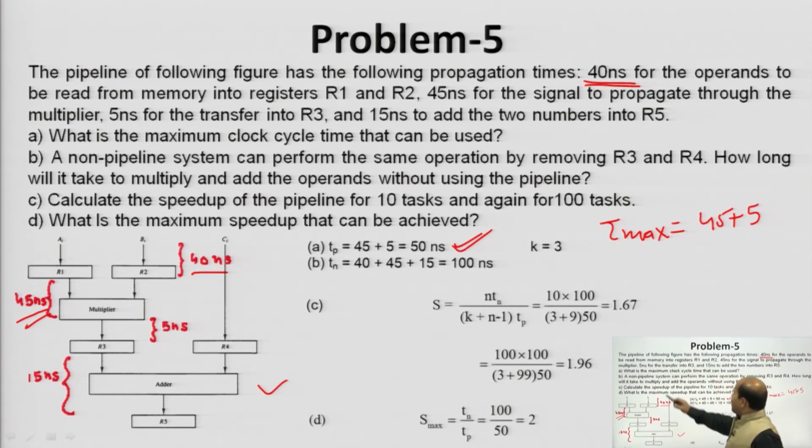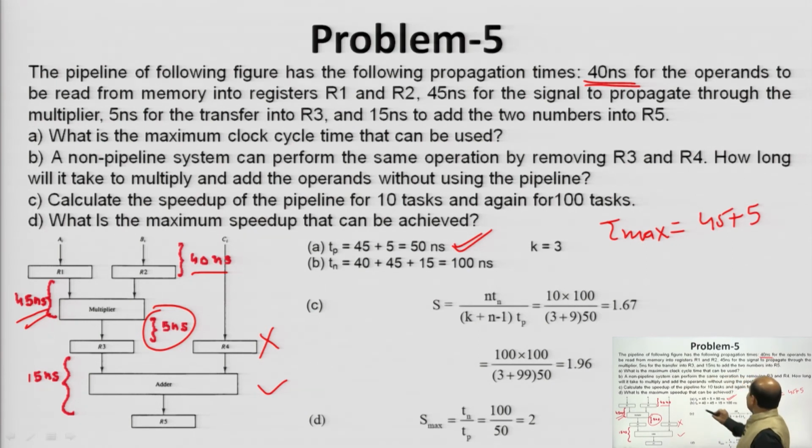And in the second case, it is asked whether a non-pipeline system can perform the same operation by removing R3 and R4. So, the R3 and R4 registers are removed. So, obviously, this time period is removed, or the interface transfer is removed.